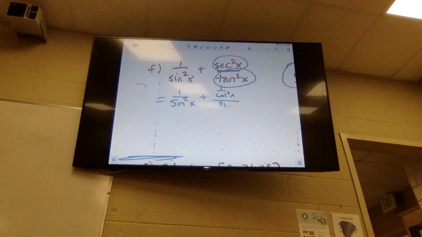Sine over cosine. Now, I didn't say squared for all of these, but we're assuming that the beginning part was squared, so we're going to bring a square with us.